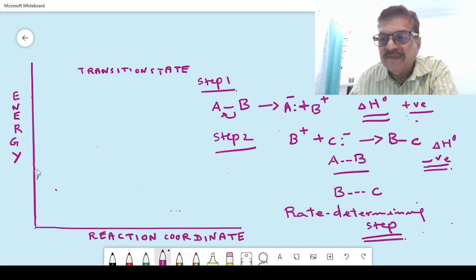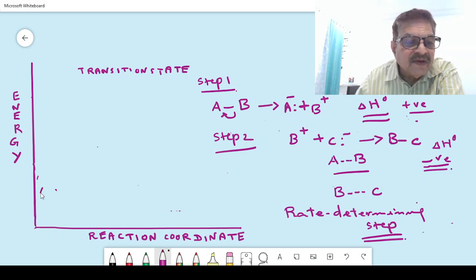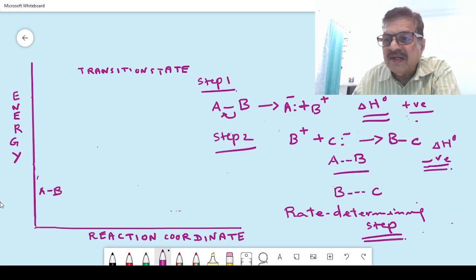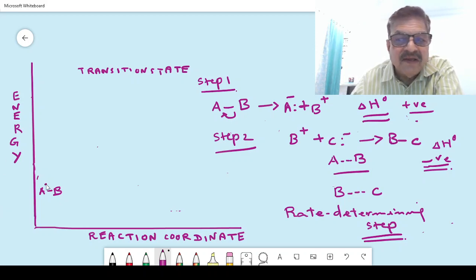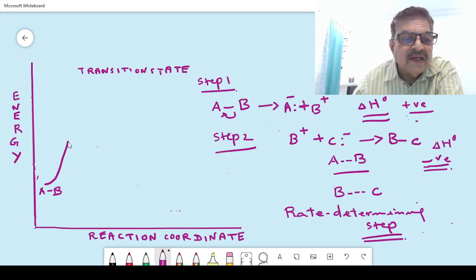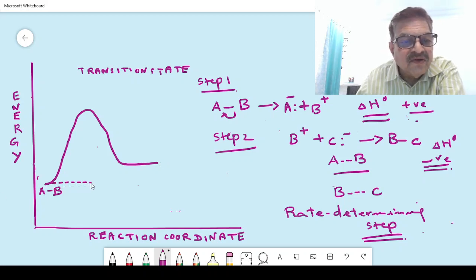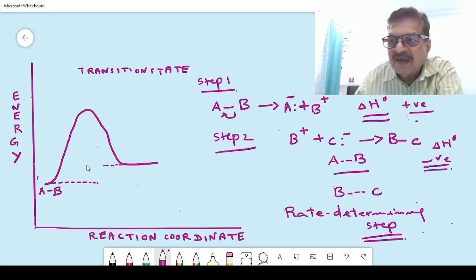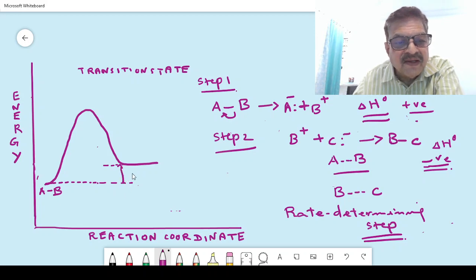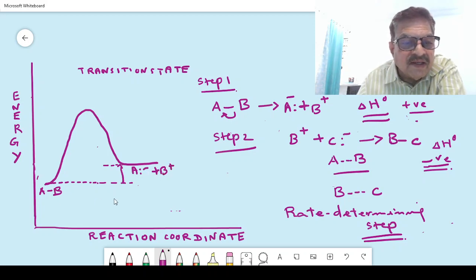Bond breaking involves energy. Now this is our reactant AB. Energy is supplied, so what will happen? It will go up the hill, the energy hill. Then the products are at a lower energy. This is the energy of the reactants and this is the energy of the products. This is our enthalpy change. Here, A minus, B plus: B plus is the reaction intermediate. Now this is our EA.